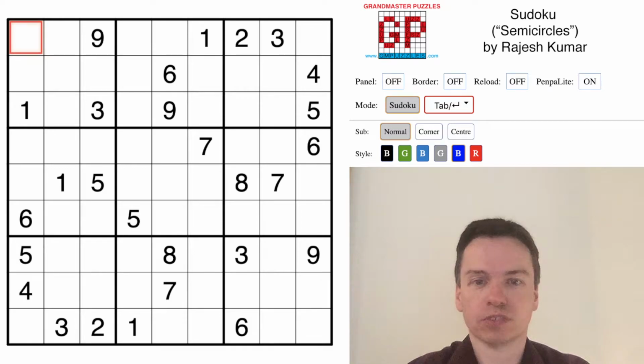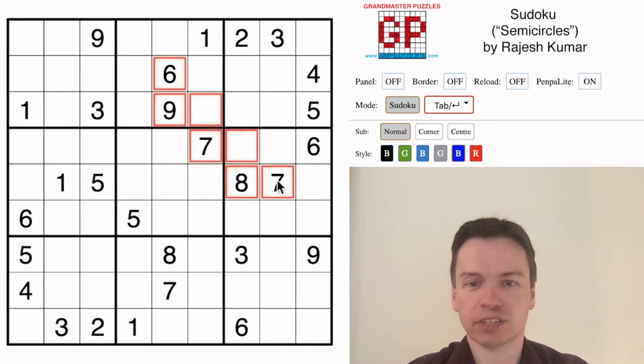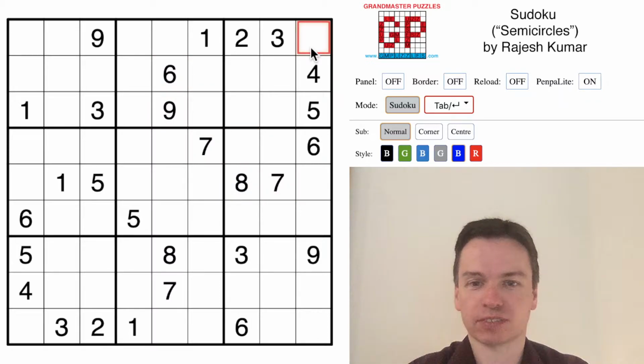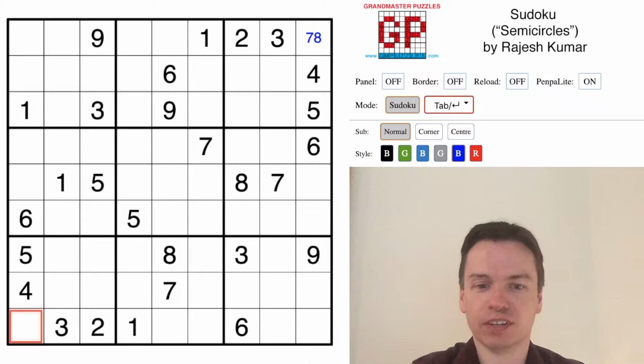So we're here to solve the Sudoku by Rajesh Kumar called Semicircles. You can see there's this fun pattern where we've got 1, 2, 3, 4, 5, 6 all pointed to this corner, and the remaining high digits 7, 8, 9 completing that circle. So in this corner cell there's just a 7, 8, but this lower left corner has the same thinking around at 1, 2, 3, 4, 5, 6. See that? We've got 7, 8, 9.